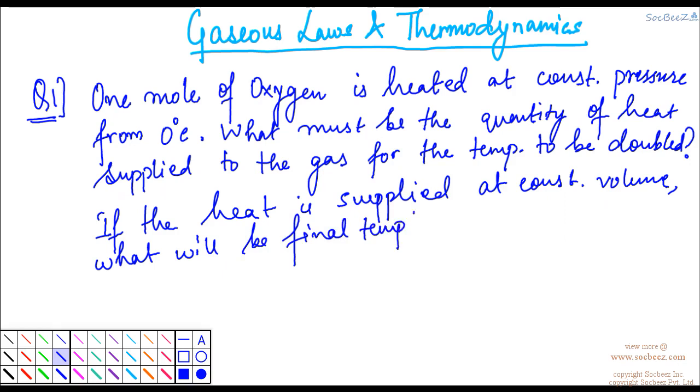Okay, so basically that's the question. 1 mole of oxygen is heated at constant pressure at 0 degree Celsius, such that the temperature gets doubled. Find the heat energy supplied to the gas, and if the same amount of heat is supplied at constant volume, how much temperature it would attain. First of all, it must be clear that when you fix the volume, all the heat that you supply gets transferred into internal energy, so it would raise the temperature more. Obviously the temperature would be higher than in the first case.